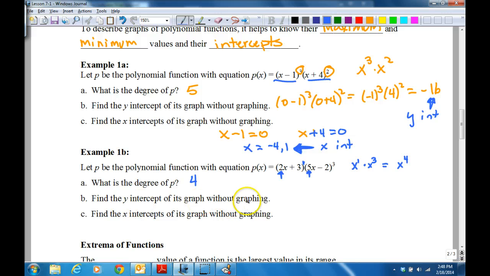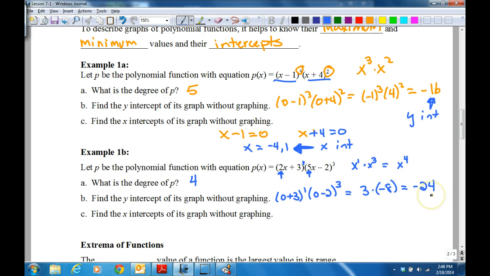Find the y-intercept of the graph without graphing. So I'm just going to put in 0 for x. So 0 plus 3 to the 1st, and 0 minus 2 to the 3rd, because 2 times 0 is 0, right? The whole thing equals negative 3, right? I got 3 times negative 2 to the 3rd. 3 times negative 8, because negative 2 to the 3rd is negative 8. And this will be negative 24.